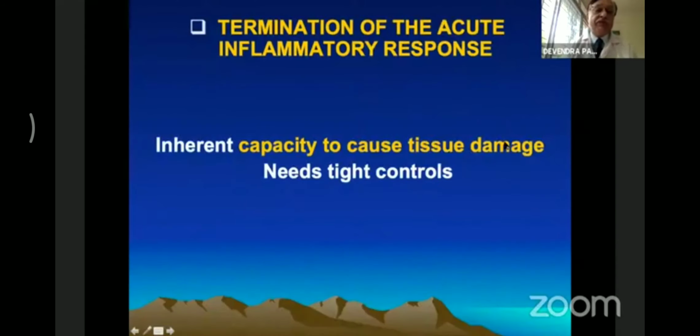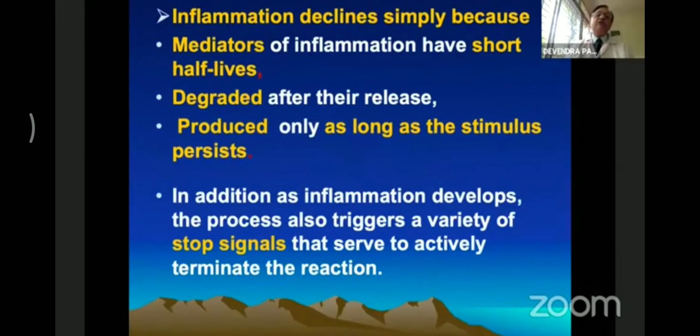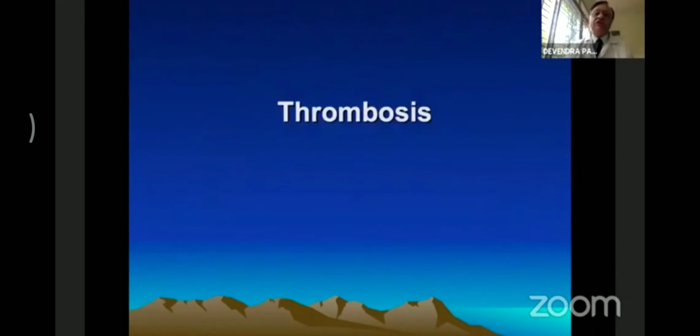Termination of inflammation is necessary because it can cause damage, isn't it? So inflammation is terminated simply because the mediators have a very short half-life, they are degraded after they are released, and they are produced only as long as the stimulus which causes the inflammation lasts. And of course, there are certain genetic stop signals which are given right from the beginning when the inflammation starts.